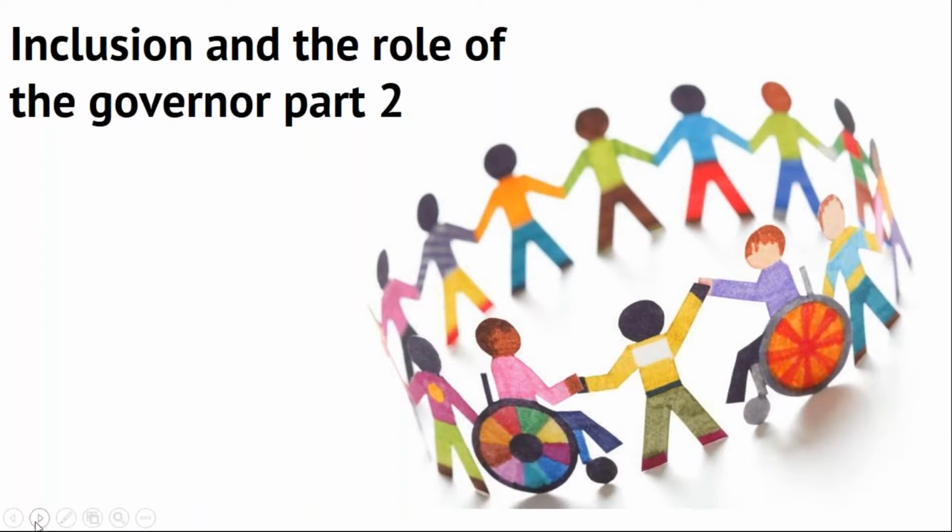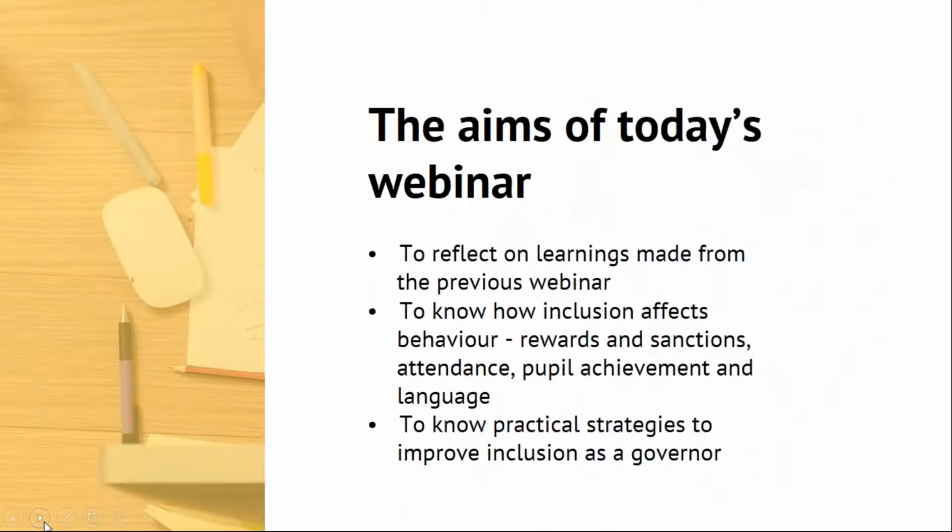Okay, so for today, we are still looking at inclusion, but focusing on different parts. The aims of today are to briefly reflect on the learnings from the previous webinar, if you did attend, and then to know how inclusion affects behaviour, so looking at rewards and sanctions, attendance, pupil achievement and language. Hopefully by the end of today's webinar, you'll know practical strategies to improve inclusion as a governor, to take back to your governing boards.